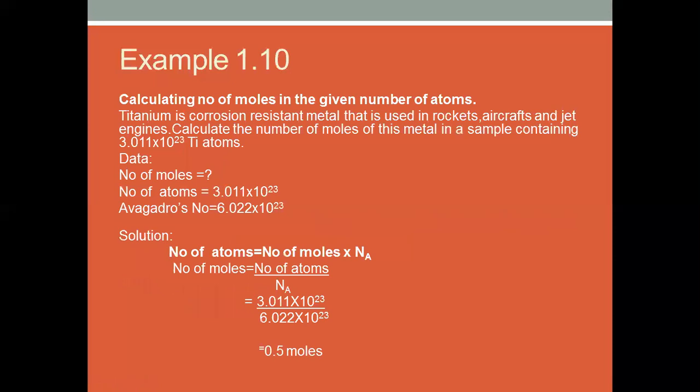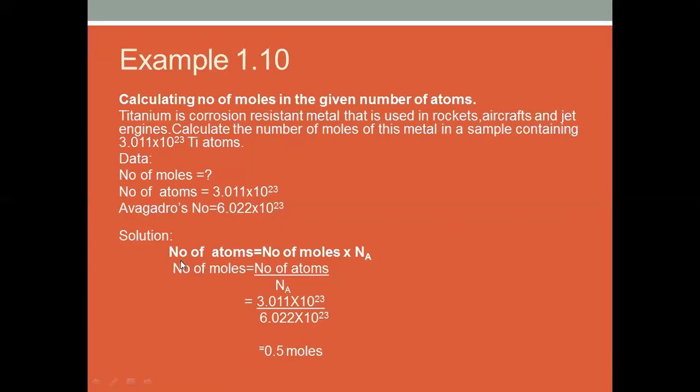Example 1.10, calculating number of moles in the given number of atoms. In the previous case, they gave us moles and asked about the number of atoms. In this case, the number of atoms is given and we have to find the number of moles. So this is a little bit different. You will arrange the formula according to the requirement.